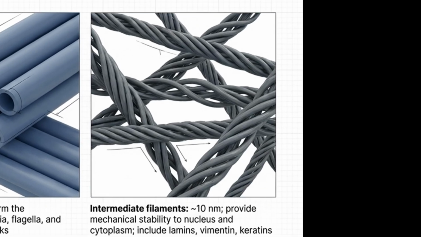Intermediate filaments sit between the two at approximately 10 nanometers, and their primary role is mechanical, providing tensile strength to the nucleus through the nuclear lamins and to the cytoplasm through vimentin and keratins. They are less dynamic than actin or microtubules, but provide the structural resilience that protects the cell from physical stress.